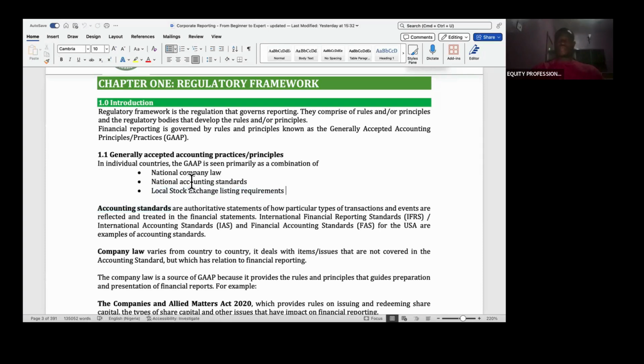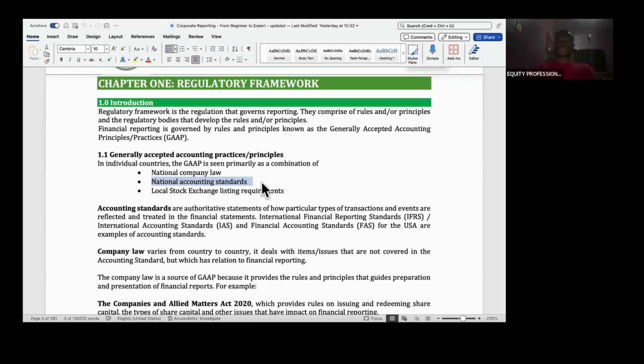In Nigeria, I told you that our regulatory framework is a mix of rule-based framework and principle-based framework. This mix arises because our accounting standard, which is IFRS, is principle-based. But the company law and the local stock exchange listing requirements are rule-based. So our GAAP, our regulatory framework, is a mix of rule and principle.